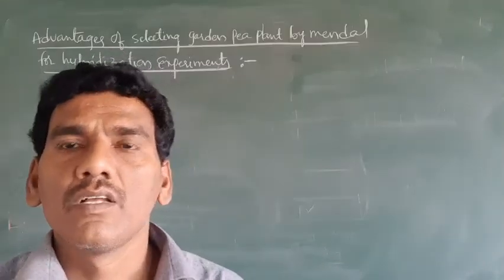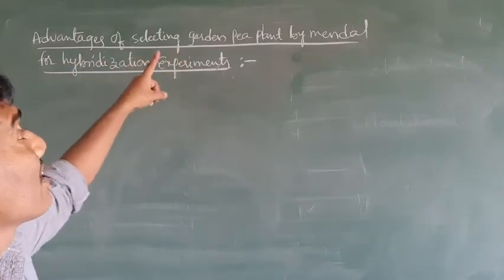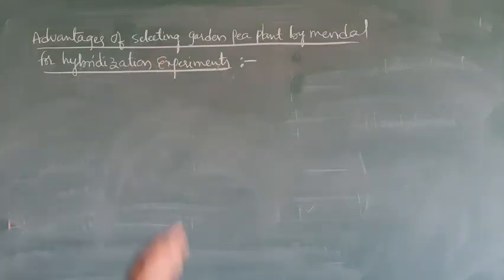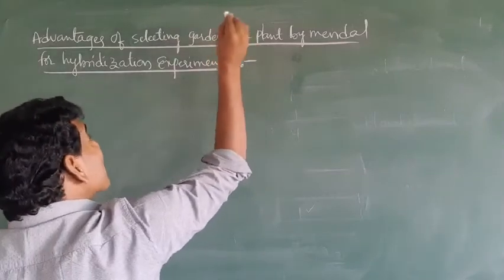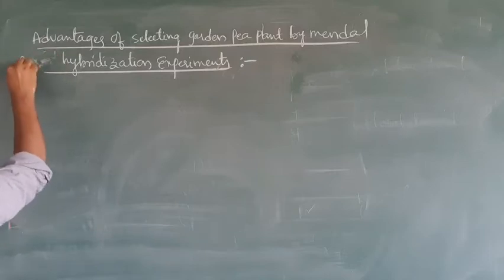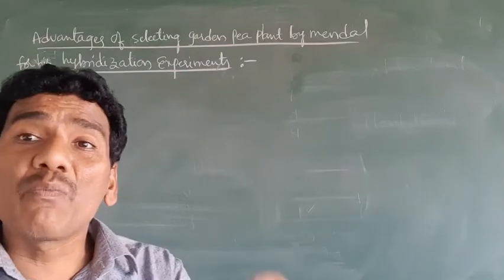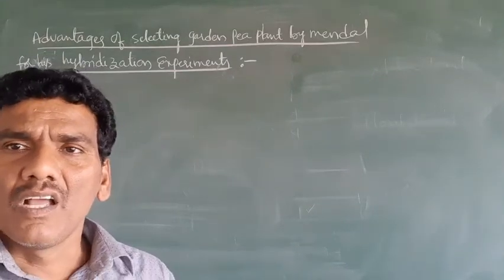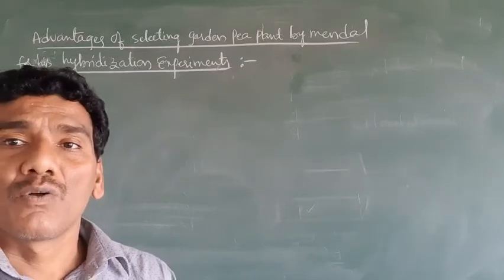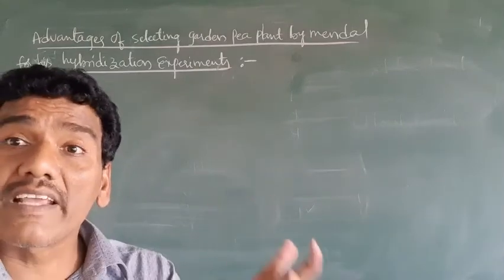Next one is advantages of selecting garden pea plants by Mendel for his hybridization experiment. First of all, why did Mendel choose the pea plant for his hybridization experiment? Here, so many advantageous characters are present in the pea plant. Now what type of advantageous characters are present in the pea plant? Now we are going to see the advantageous characters of a pea plant.